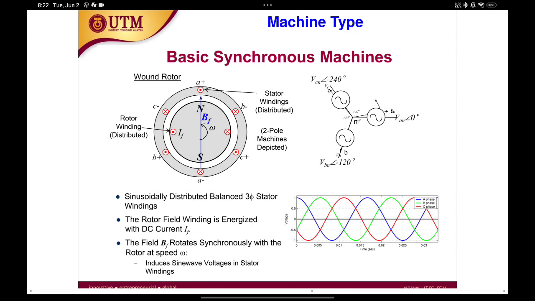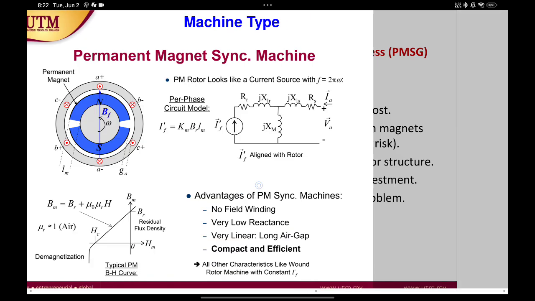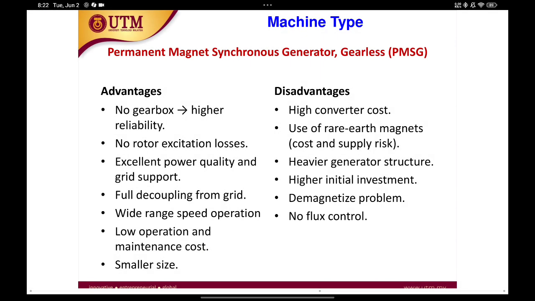Okay, so synchronized generator. No need to worry too much on this. Basically, the speed of the rotor is the same as the speed of the grid. So this is permanent magnet. Also, we don't focus on this, so no need to worry too much. So these are the important things: the advantages of the synchronized generator. This is the permanent magnet synchronized generator.